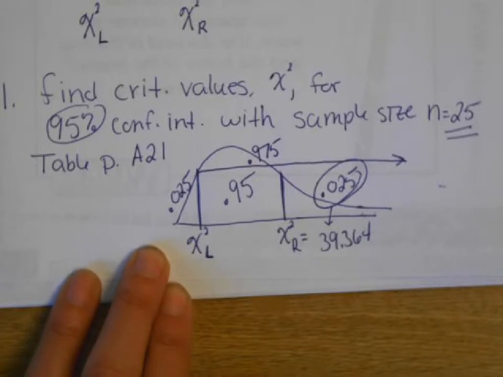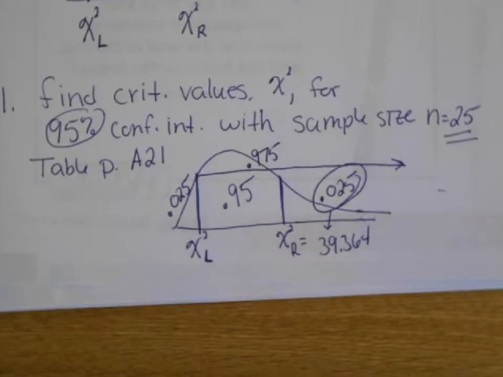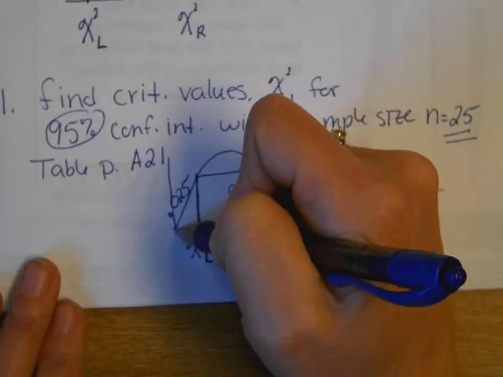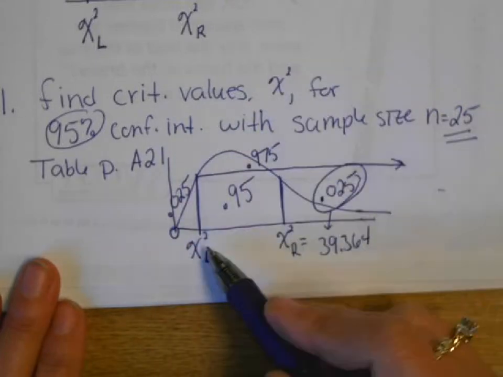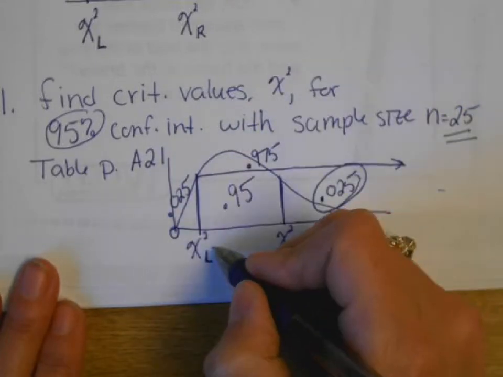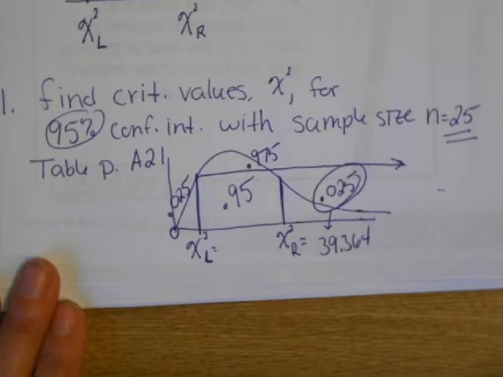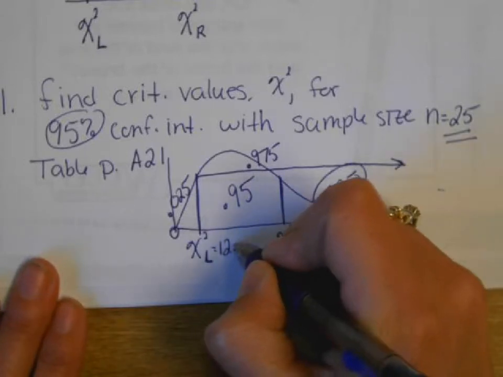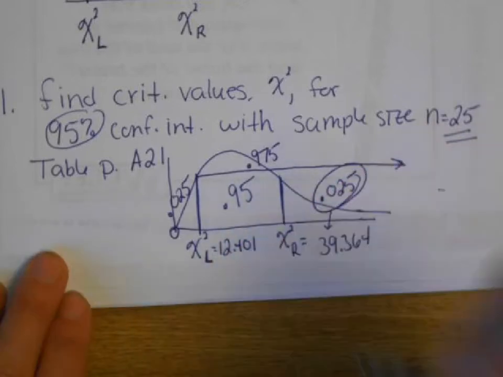So if you go down to 24, wait, why is this number smaller? Because it's a number line starting from 0. Yes, I should have told you that. This number line starts at 0, so this one should be smaller. As it gets out to the right, I go bigger on the number line. And what did you say it was? 12.401.